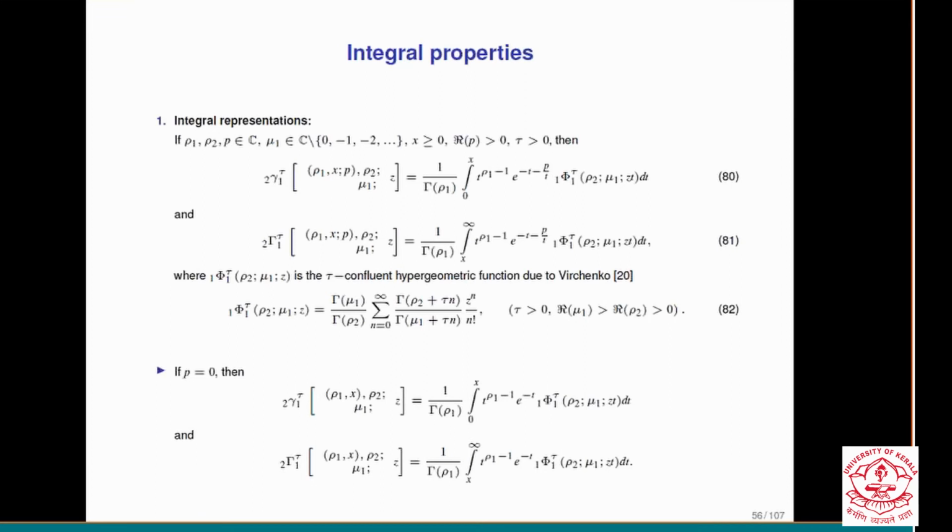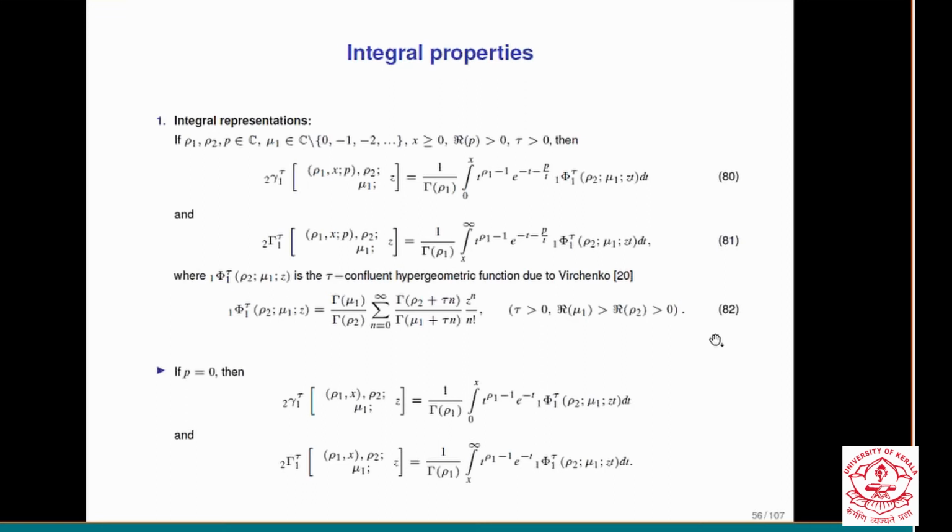Similarly, 81. So here the limits are 0 to x and x to infinity. Basically, we find that continuity exists at the point x. This is very interesting at the point x. And here this one is the constraint hypergeometric type function. As you know, a constraint hypergeometric type function means one parameter in the numerator and one parameter in the denominator. In the same line, we can use this function. This is given by Virchow, so this is the basic work of Virchow.